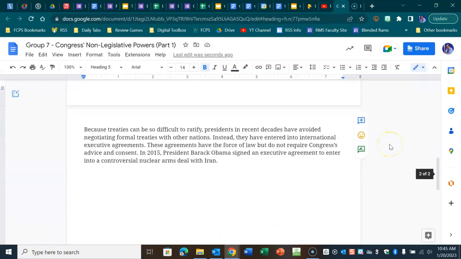nation's foreign affairs. Because treaties can be so difficult to ratify, presidents in recent decades have avoided negotiating formal treaties with other nations. Instead, they have entered into international executive agreements. These agreements have the force of law but do not require Congress's advice and consent. In 2015, President Barack Obama signed an executive agreement to enter into a controversial nuclear arms deal with Iran.